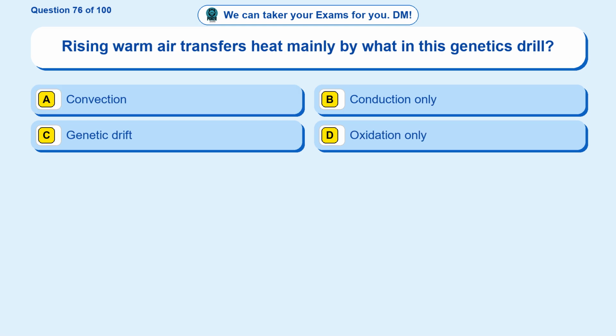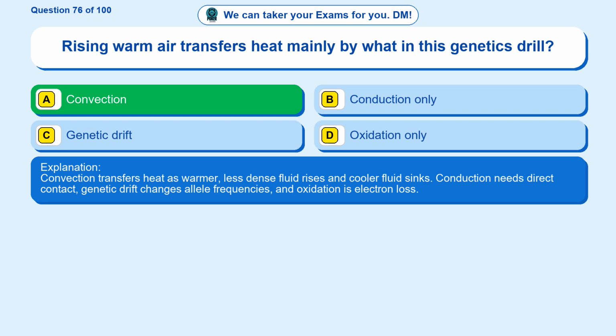Question 76. Rising warm air transfers heat mainly by what in this genetics drill? Option A, convection. Option B, conduction only. Option C, genetic drift. Option D, oxidation only. The correct answer is option A. Convection. Convection transfers heat as warmer, less dense fluid rises and cooler fluid sinks. Conduction needs direct contact, genetic drift changes allele frequencies, and oxidation is electron loss.